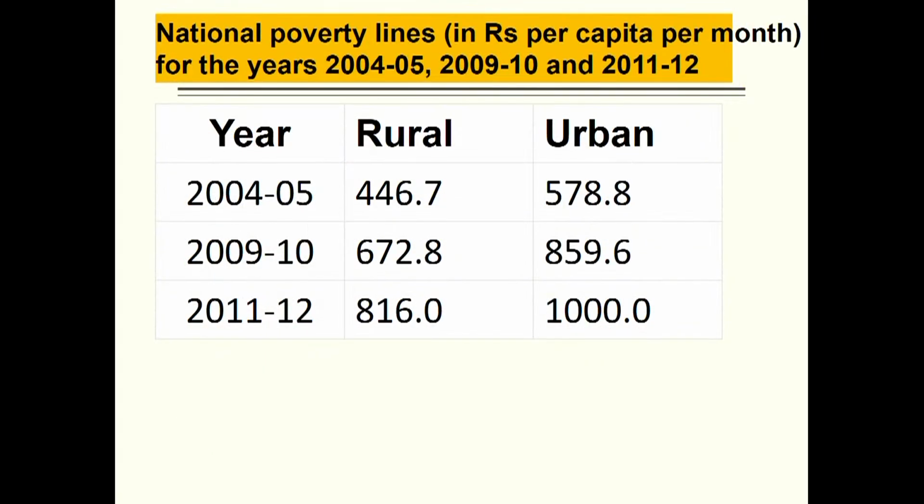If you see the national poverty lines, they determine income. It says that if a family is earning less than 1,000, it is called urban poverty.